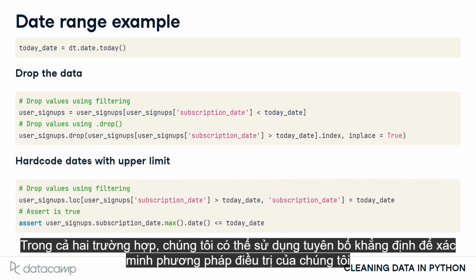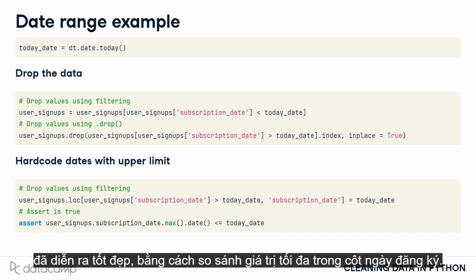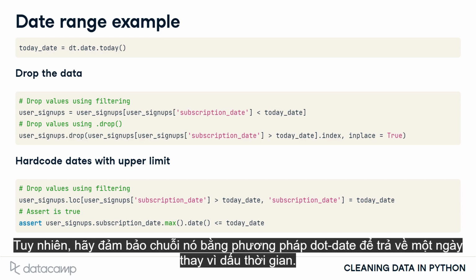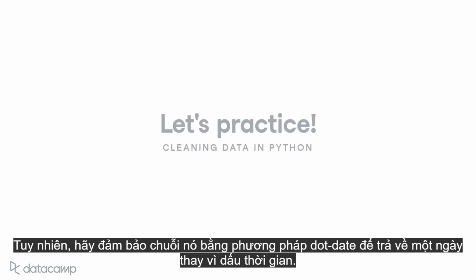In both cases, we can use the assert statement to verify our treatment went well by comparing the maximum value in the subscription date column. However, make sure to chain it with the .date method to return a date instead of a timestamp.